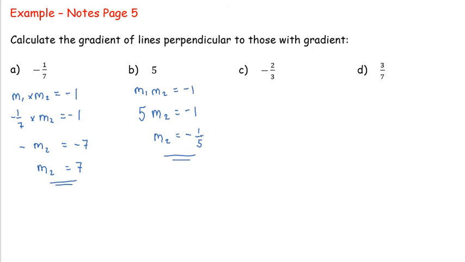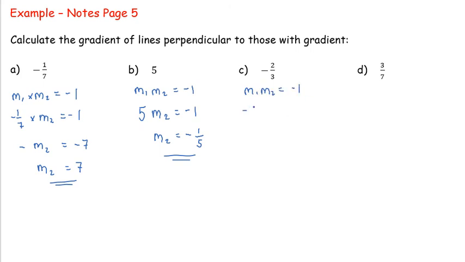There we go. And each time I want you to compare the gradient we got out compared to the original gradient. So negative a seventh to 7, 5 to negative a fifth, and then continuing on. So m1 m2 equals negative 1.